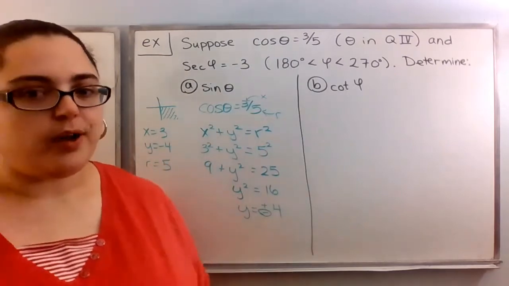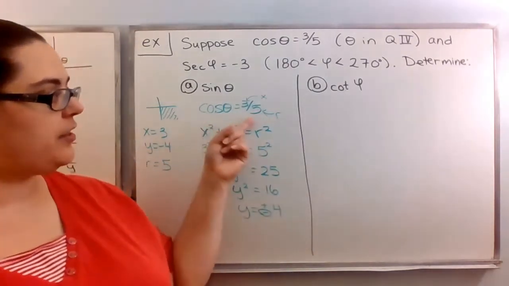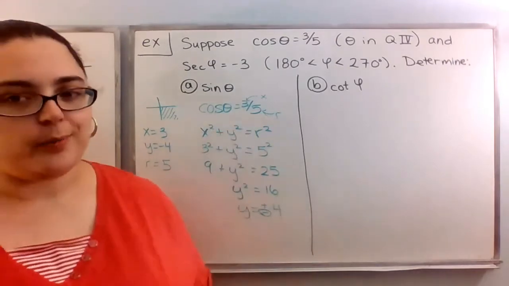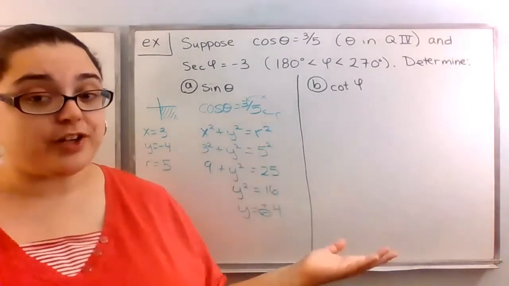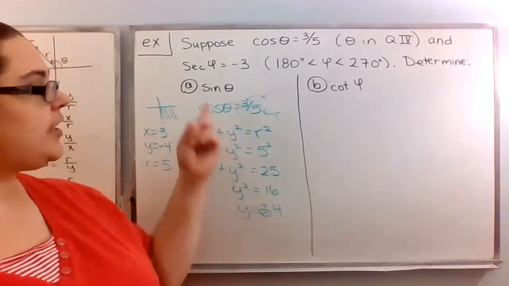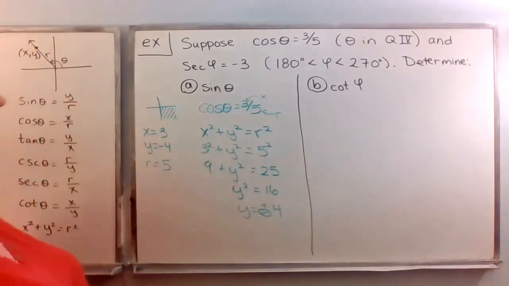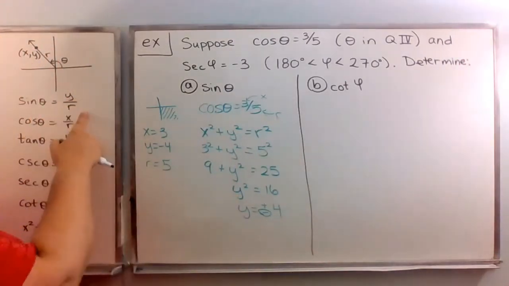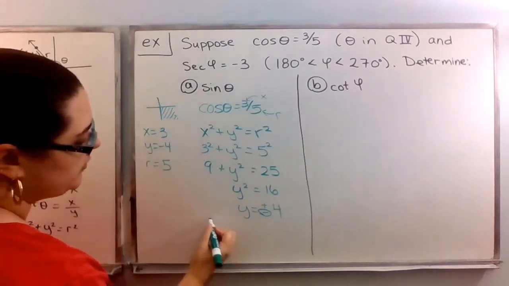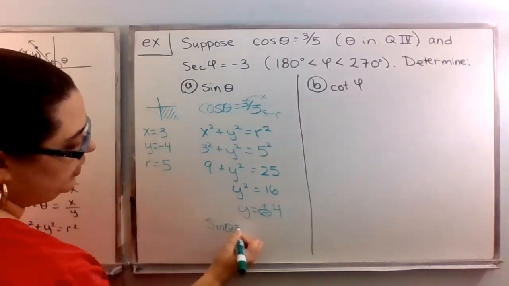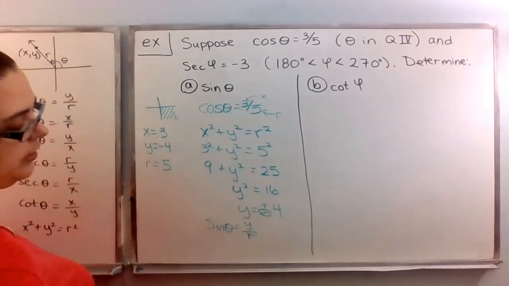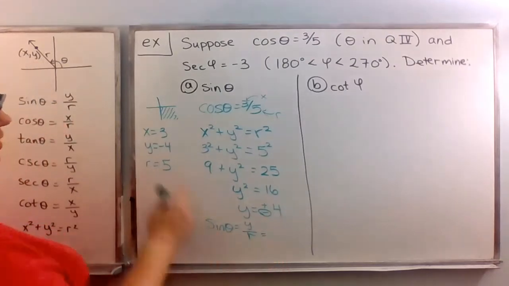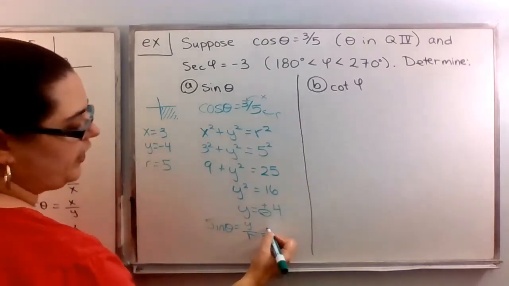So now, just by using the fact that cosine theta was 3/5, we're able to figure out any trig function that we need. So in this case, we want to find sine of theta. So sine of theta is y over r. So that means that we have -4 over 5.